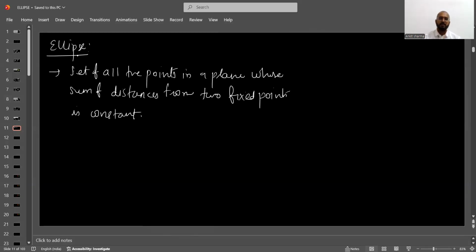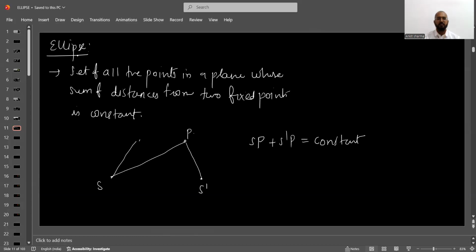That means if I take two points here, say point S and this is my point S dash, then I'm looking for the locus of this point P whose sum of distances, that is SP and S dash P, is constant. So I want SP plus S dash P to be constant. So it could be somewhere here. I want the locus of all those points such that SP plus S dash P is equal to a constant.